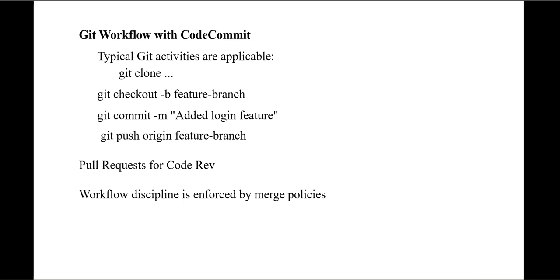Git workflow with CodeCommit. Typically, Git activities are applicable: git clone, git checkout -b feature-branch, git commit -m "added login feature", git push origin feature-branch, and a pull request for review. Workflow discipline is enforced by merge policies. Once the repo is ready, the developer workflow stays familiar: clone, branch, commit and push. CodeCommit supports pull requests, branch permissions, and code review integration.